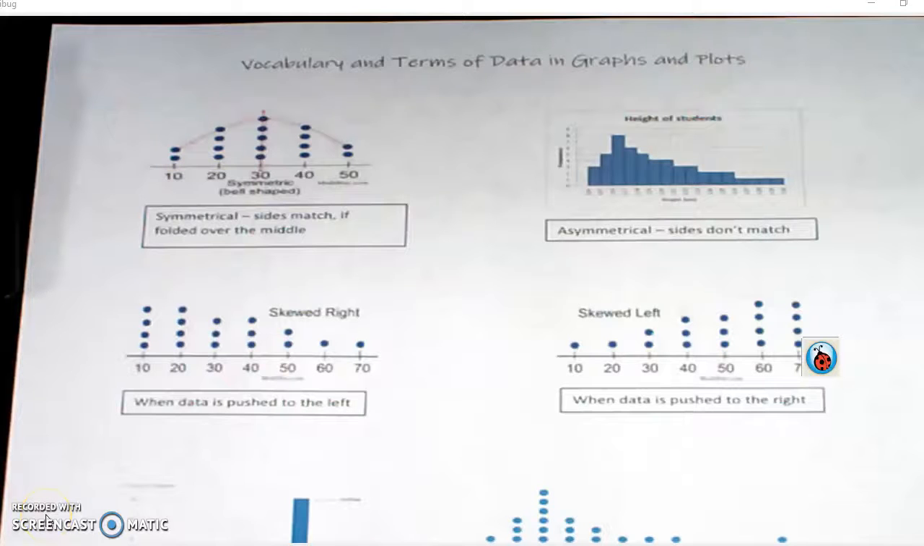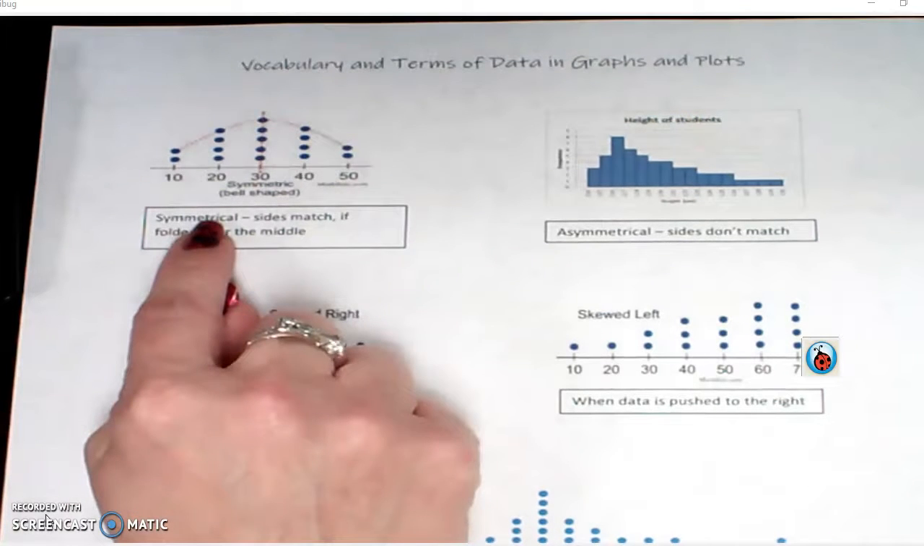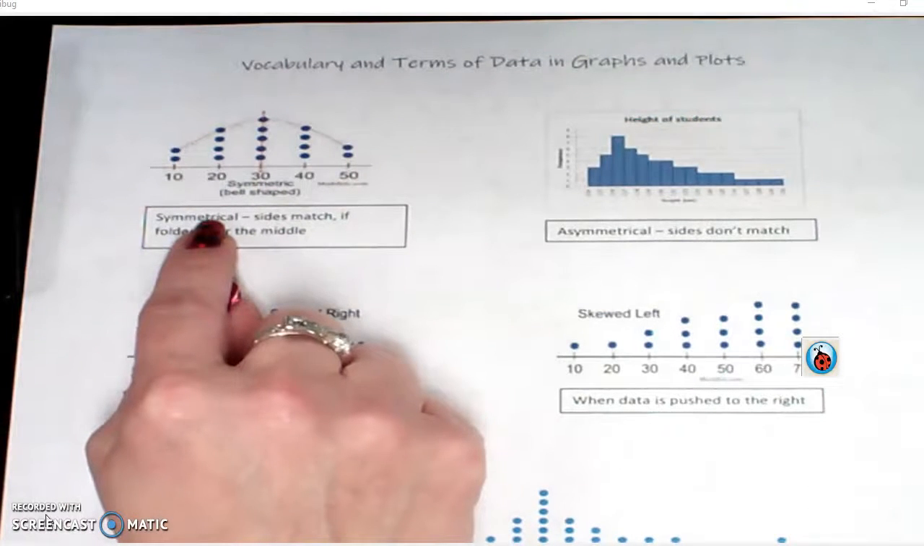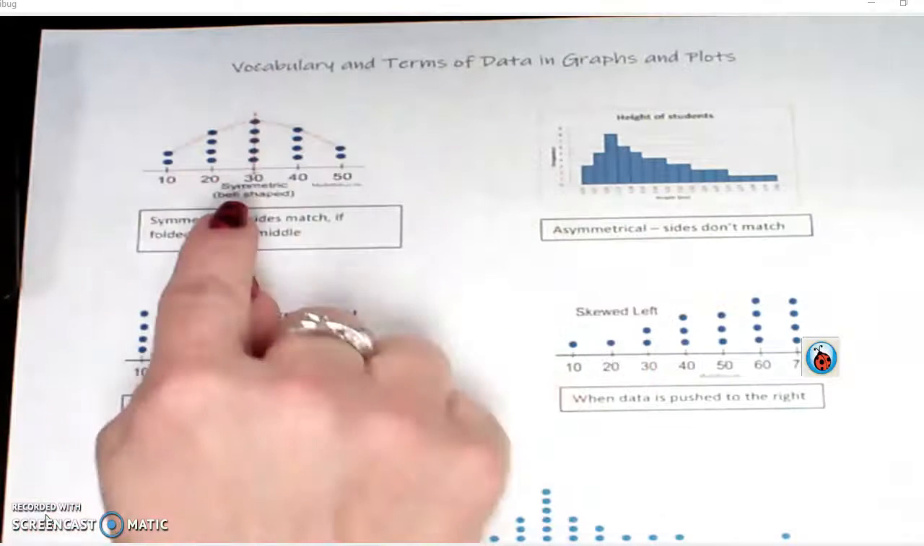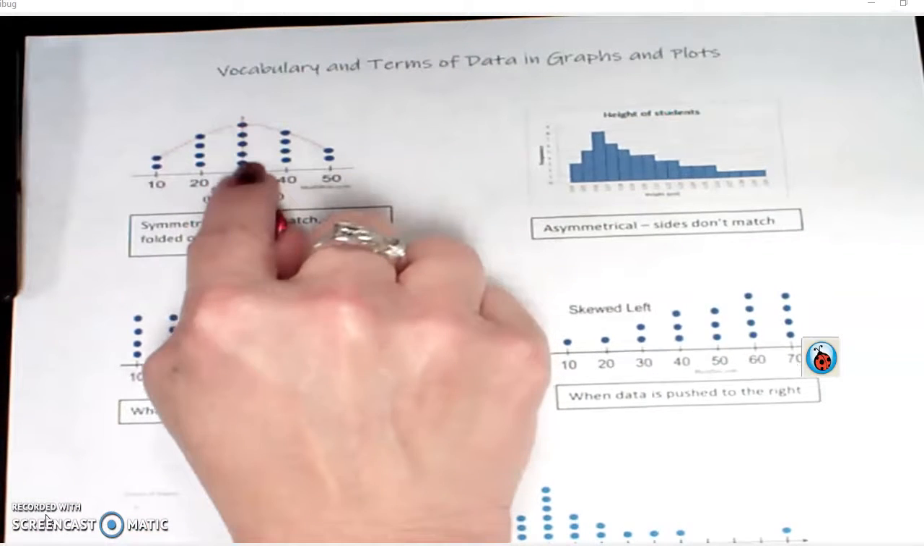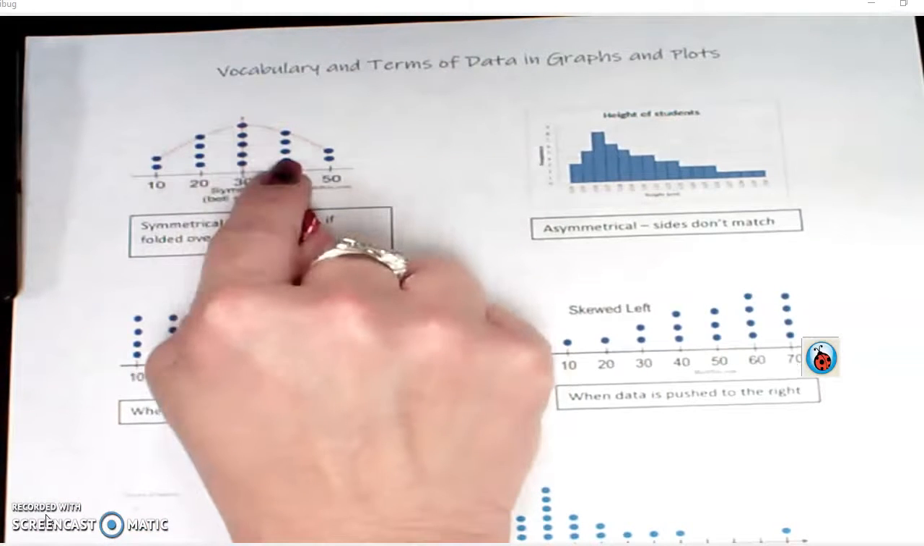Here are some vocabulary words and terms that I want to discuss with you prior to taking your quiz. The first one is called symmetrical. Symmetrical is when things match up when you fold over the middle. I like to think about butterfly wings: if you take the wings and fold them back, they should match up perfectly. On symmetrical, you fold over the middle and they're going to match up.